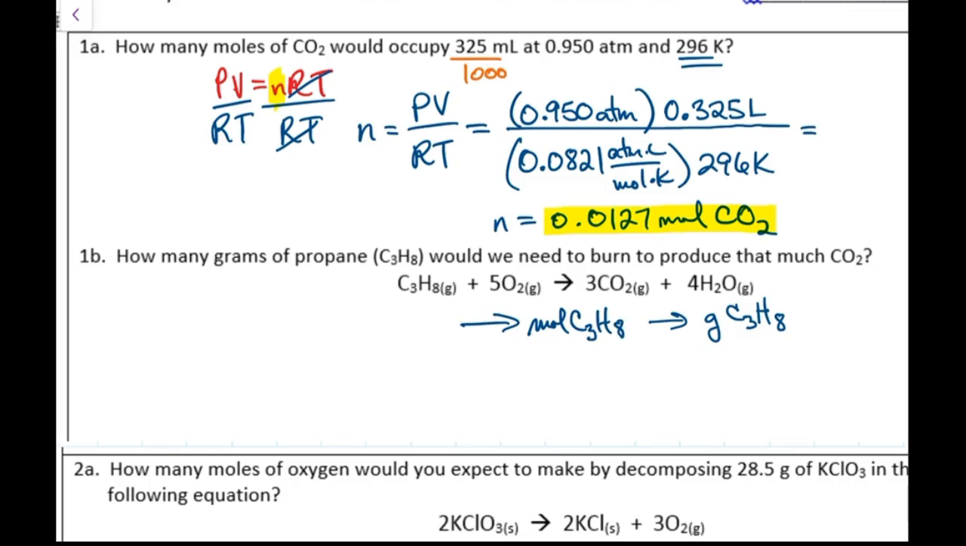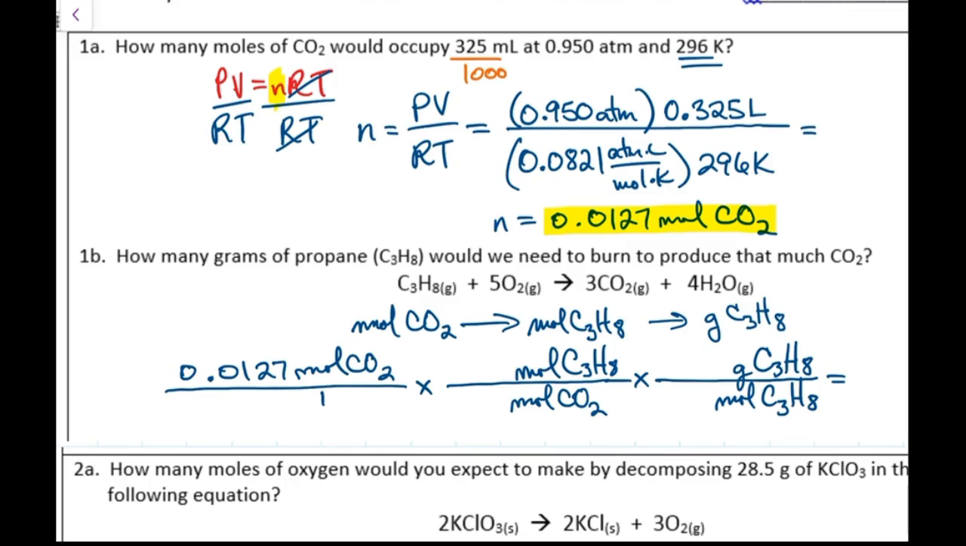And then to get moles of propane, if I'm not given anything else in 1B, I am given some pretty important information in 1A, or at least I found some pretty important information in 1A. I found that I have this certain number of moles of CO2. And I was given a balanced equation, so I should be able to come up with a relationship between moles of CO2 and moles of propane. So I should be able to go from moles of CO2 that I just calculated to moles of propane, and then to grams of propane using the periodic table. So go ahead and give that a shot. We'll pause the video here and see how you do with that stoichiometry.